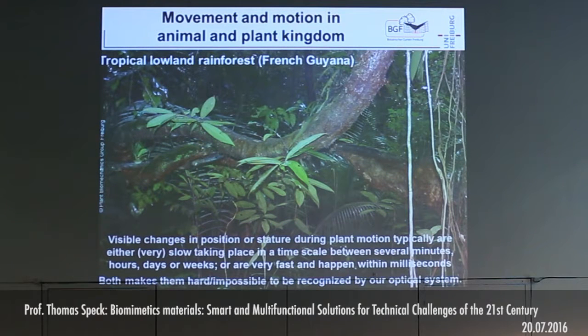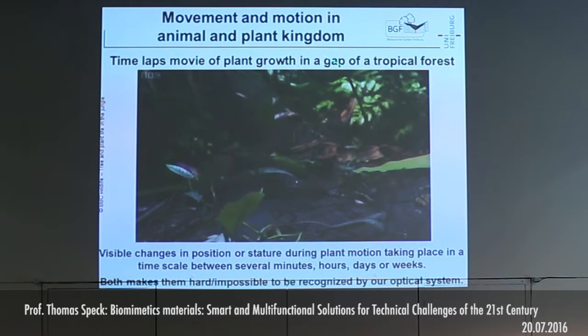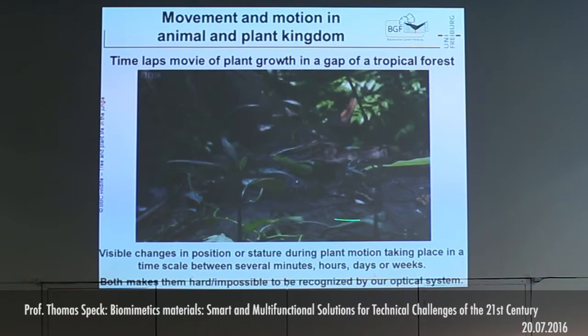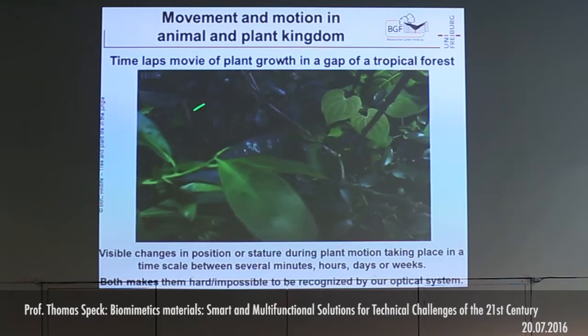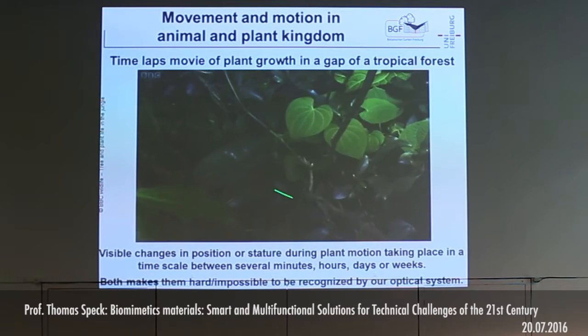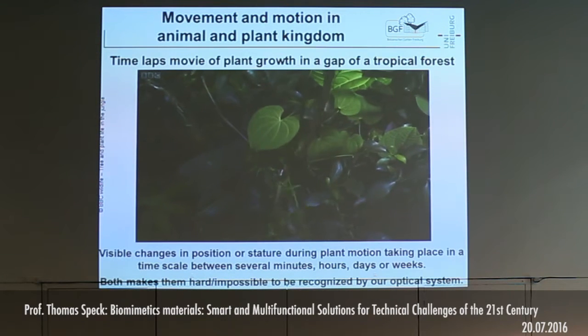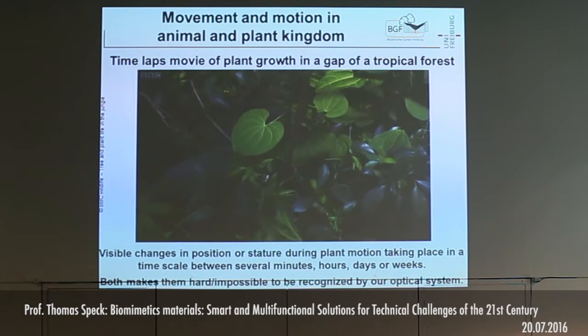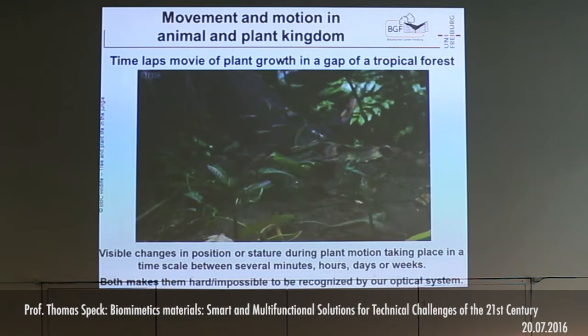So a tropical rainforest is a highly dynamic thing, as can be seen in this time-lapse movie, again from the BBC, from one of David Attenborough's wonderful movies. This is how saplings react over days in a clearing in the tropical rainforest. And this is a climbing plant. We worked a lot on lianas, and these climbing plants are incredibly active beings, but they move slowly, so we normally don't recognize them with our optical system.